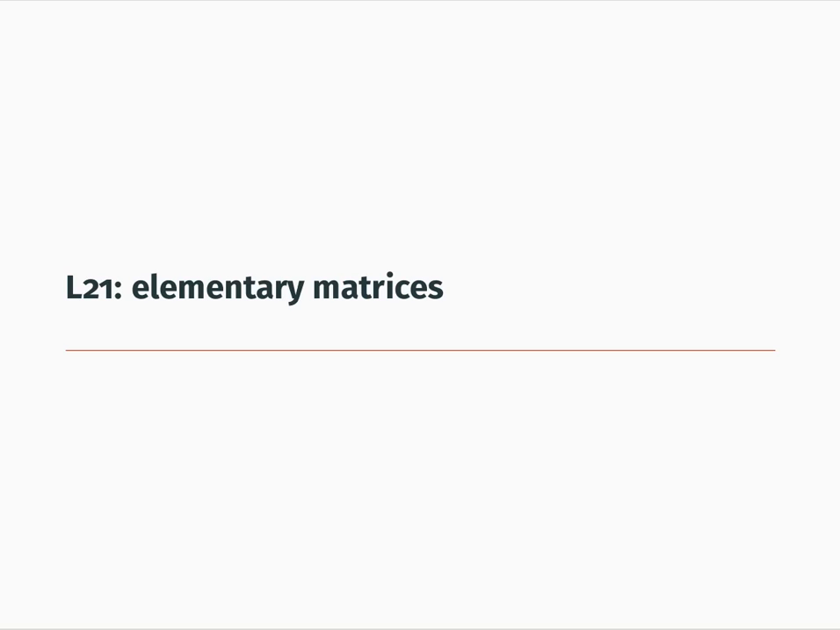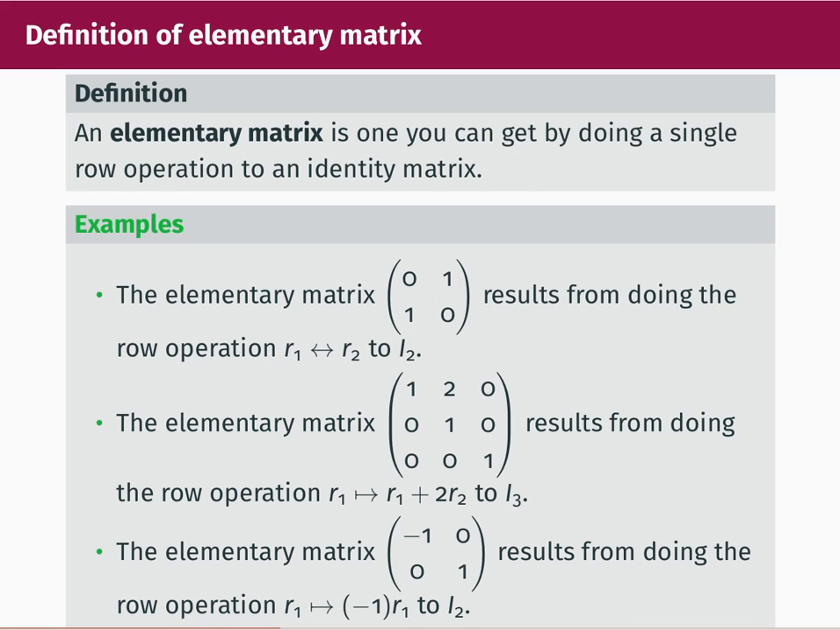We've just met three different kinds of row operation. In this video, we're going to see how the effect of a row operation is the same as multiplying on the left by a certain matrix called an elementary matrix. Here's the definition. An elementary matrix is one that you can get by doing a single row operation to an identity matrix. For example, first of all, the elementary matrix 0, 1, 1, 0 is the one that you get by doing the row operation which swaps row 1 and row 2 to the identity matrix I2.